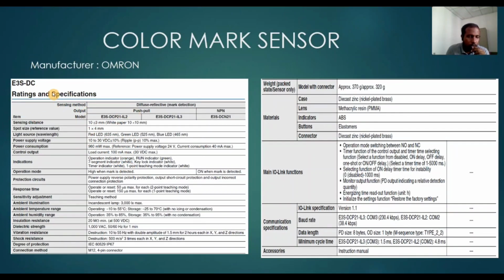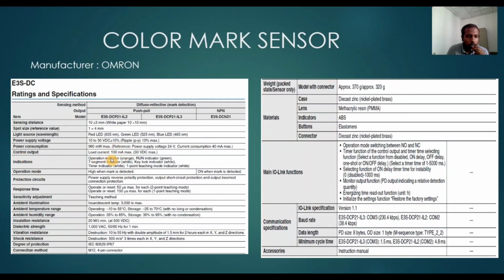For the color mark sensor, the types are E3SDCP21IL2, E3SDCP21IL3 and E3SDCN21. The sensing distance is 10 plus minus 3 mm. Spot size is 1 times 4 mm. Light source is red LED, green LED, blue LED. The power supply voltage is 10 to 30 VDC. Consumption is 960 milliwatt. Total output is load current 100 milliampere.